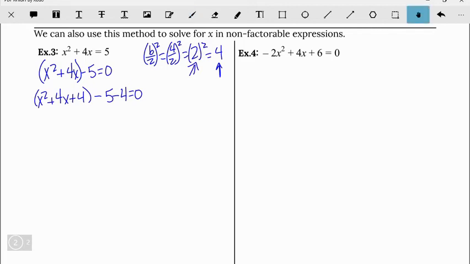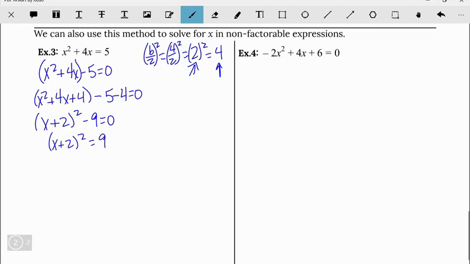That tells us what we need to use to factor. So we can factor this as (x + 2) squared, and then simplify our -5 minus 4, which would give us -9 equals 0. So now, to solve this out, we want to actually isolate our set of parentheses. We want to isolate that x + 2. So if we move the 9 over, that would do that. So (x + 2) squared equals 9.